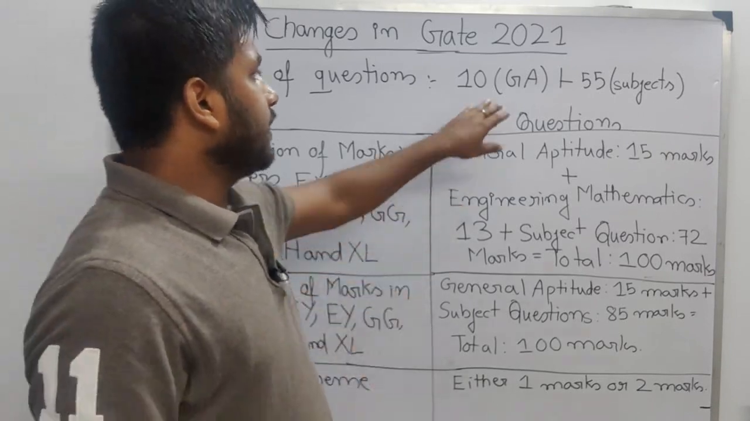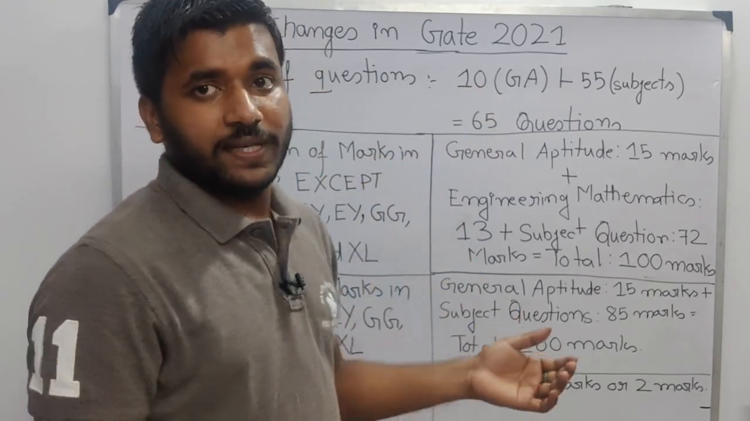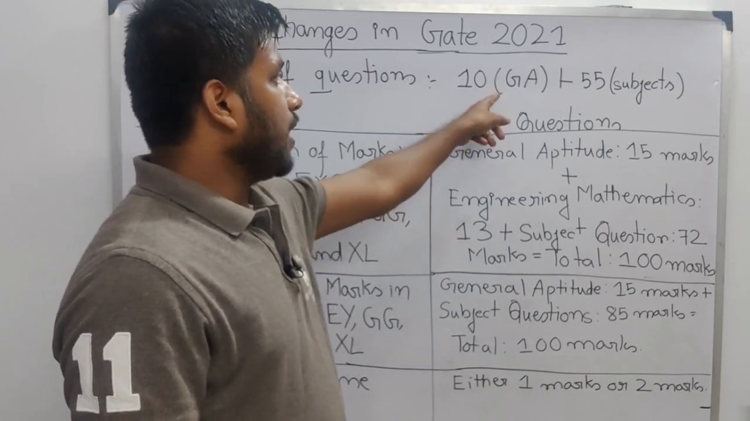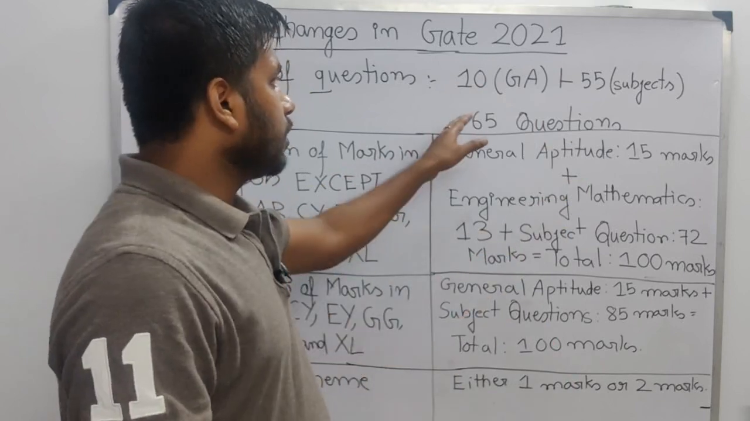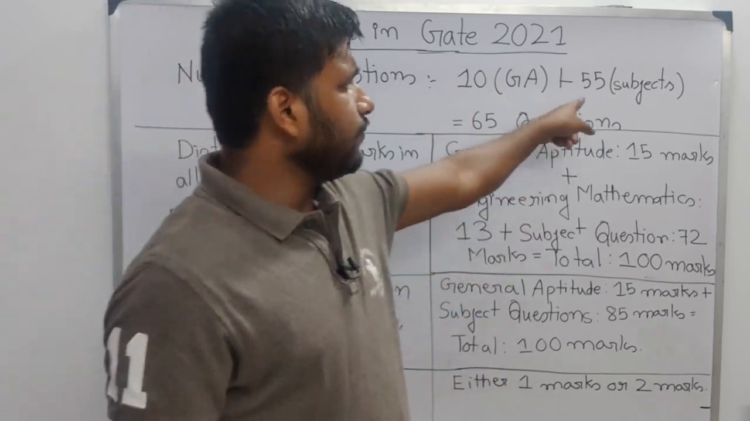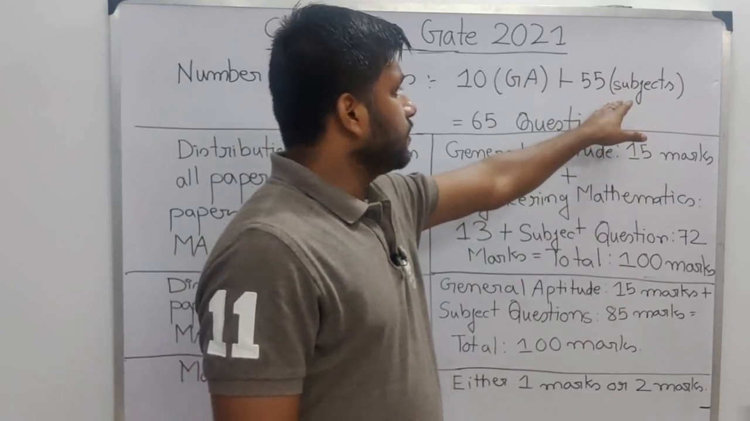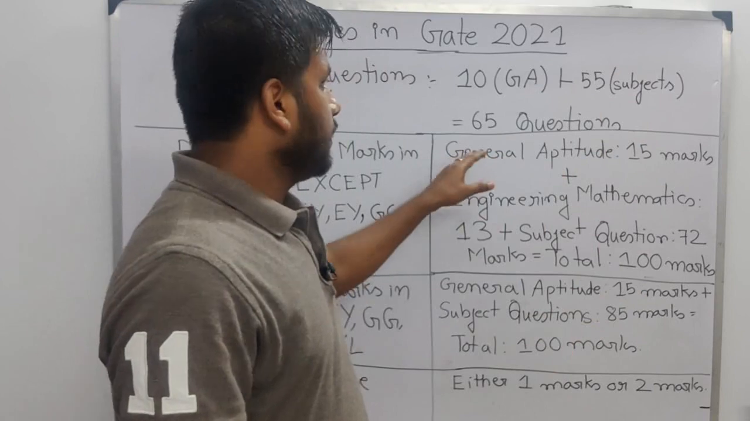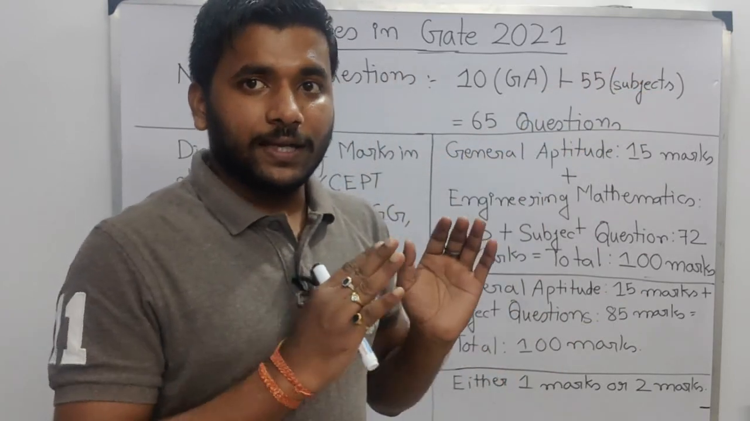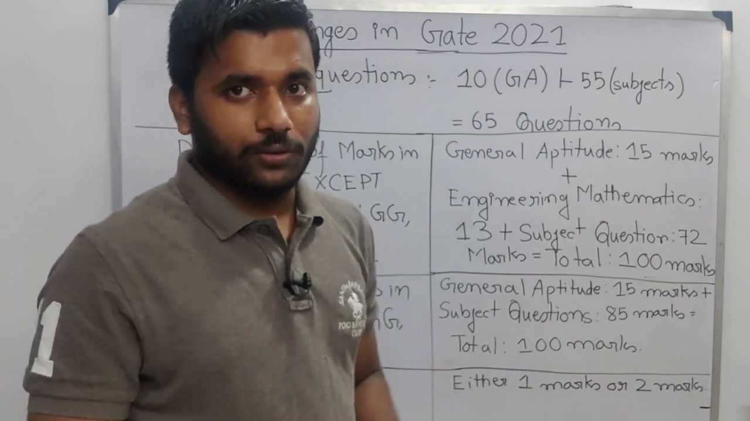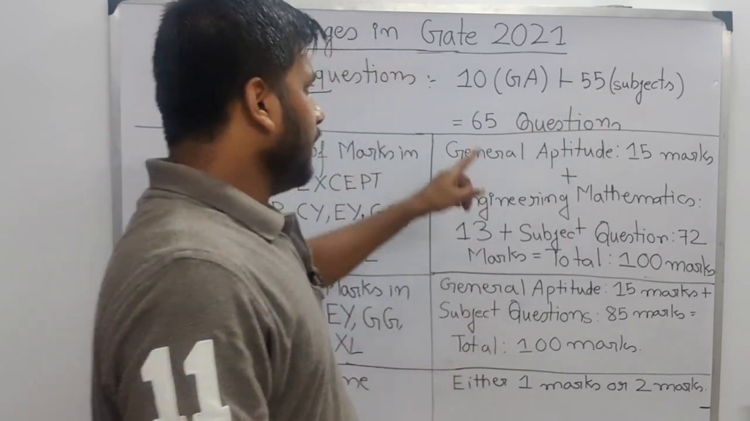Out of that, 10 questions are going to be of general aptitude, and I have even told you in my previous lecture that 5 questions will carry 1 mark and 5 questions will carry 2 marks. So the total is 15 marks, and 55 questions will be from core subjects. Even it includes maths also. Whenever I say engineering maths, it contains both discrete as well as calculus and all. So engineering maths means everything. So 55 questions you are going to get there and 10 from aptitude.